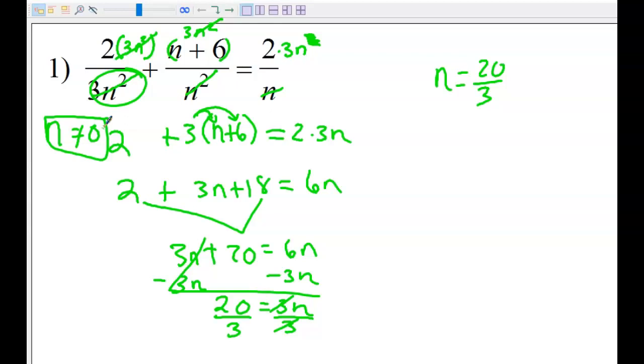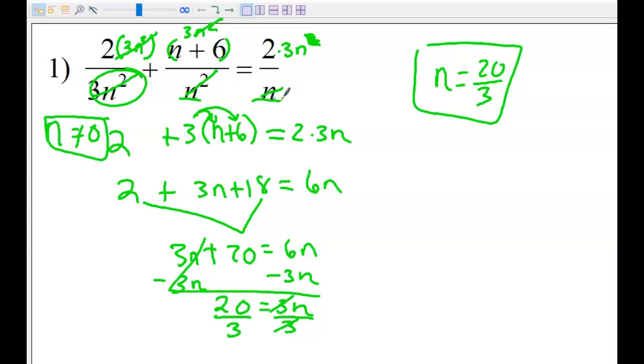But here's my point. Every time, and it happens very rarely, but every time you solve these, you should always go back and make sure that that answer does not make the bottoms equal 0. If it does, then that's what we call an extraneous solution. Okay, and we throw it out.